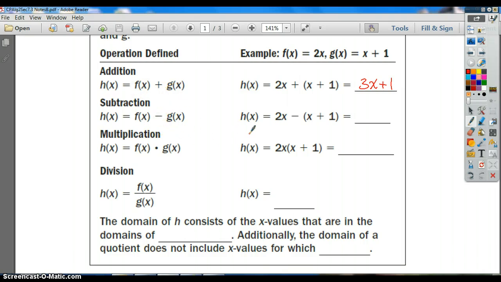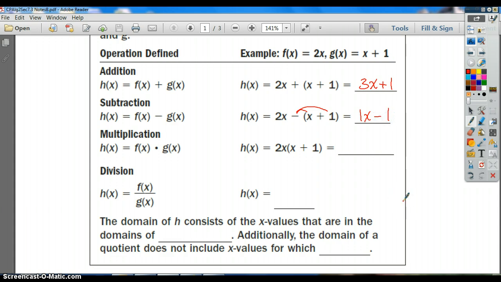Subtraction, same idea, substitute in 2x for f of x, g of x is here, x plus 1. So basically we need to distribute this negative in both. So 2x minus x is 1x minus 1.